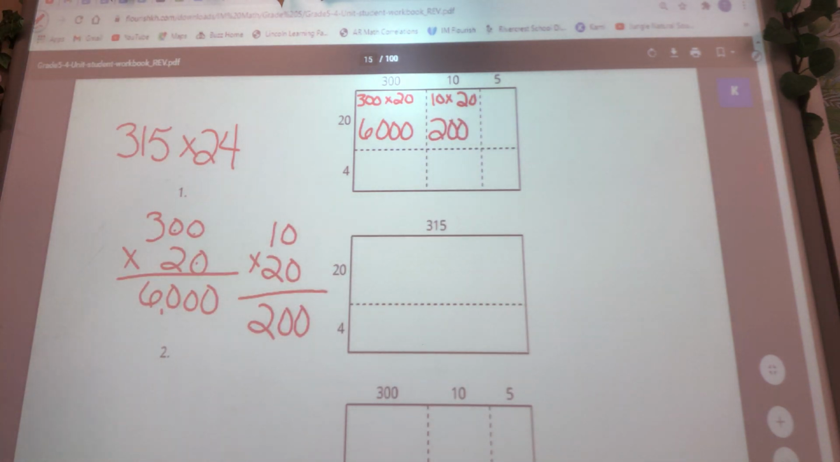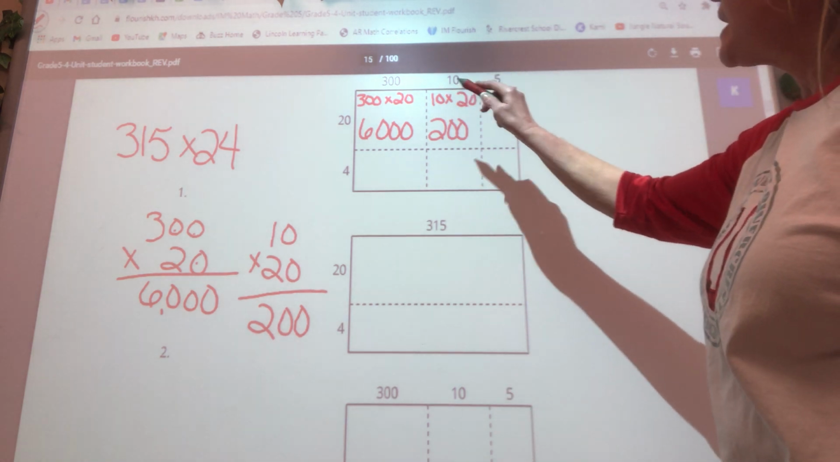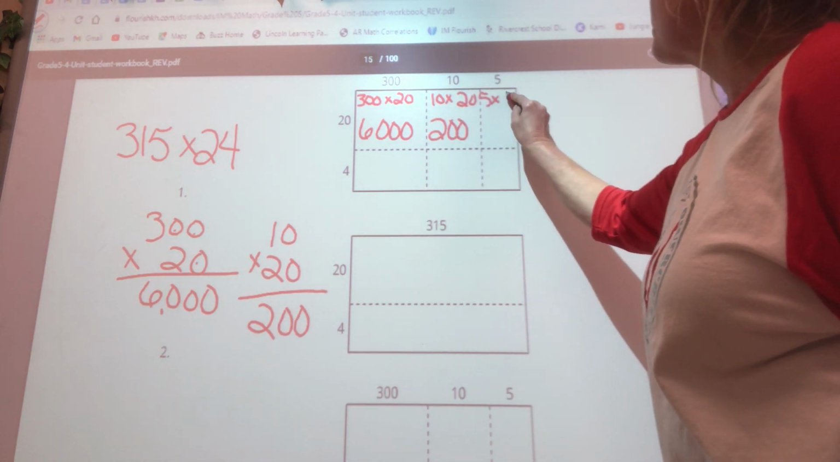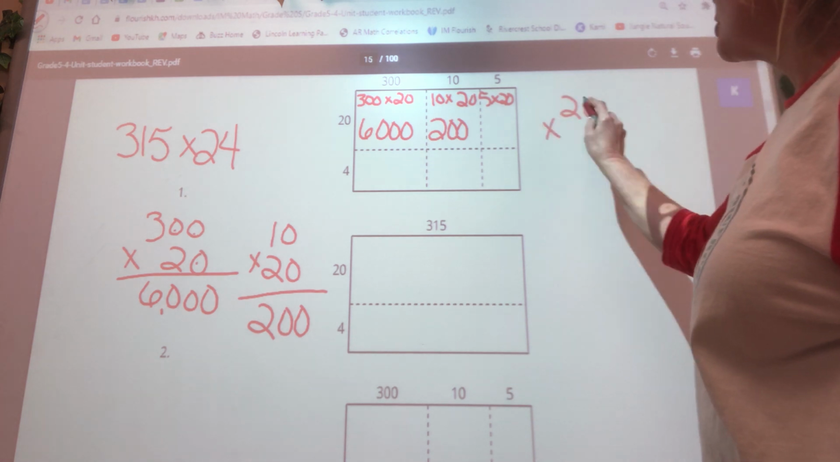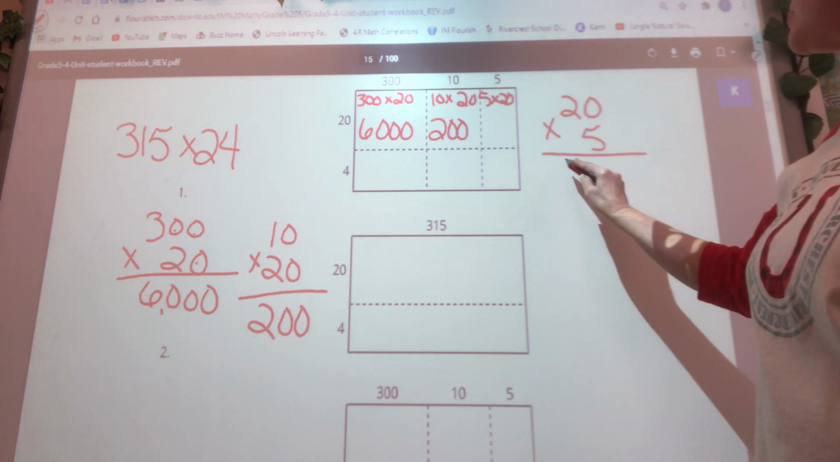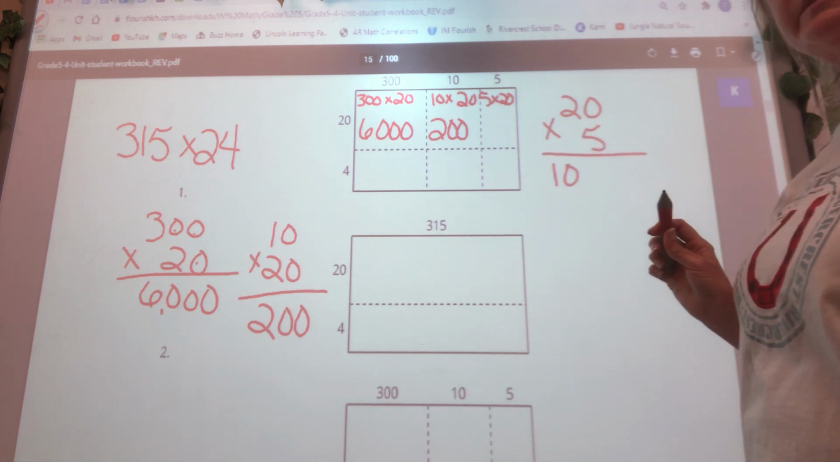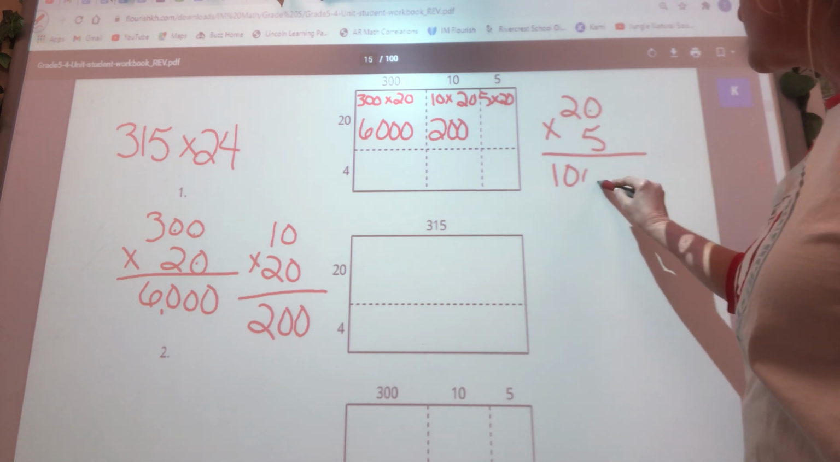Okay, and then we move to the final box. We have 5 times 20. We always put the larger one on top when we're multiplying. So we have 5 times 2 is 10, and how many zeros have I not done anything with yet? I haven't used this one in the ones place.